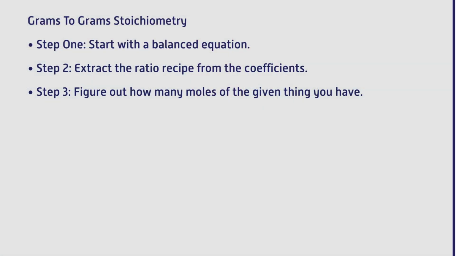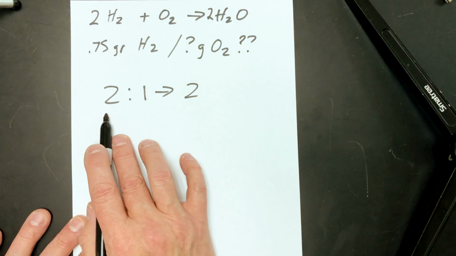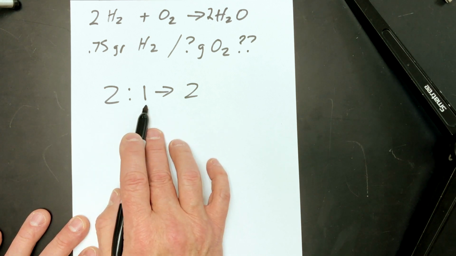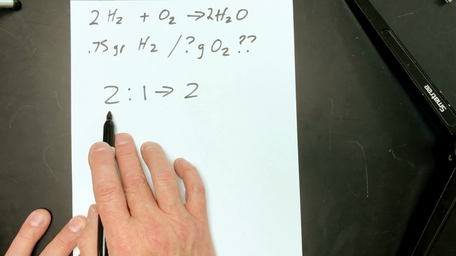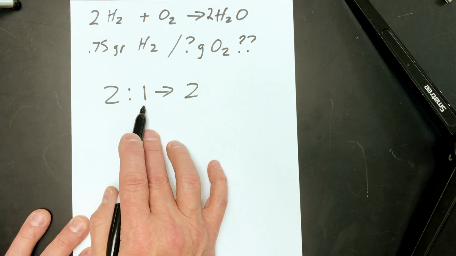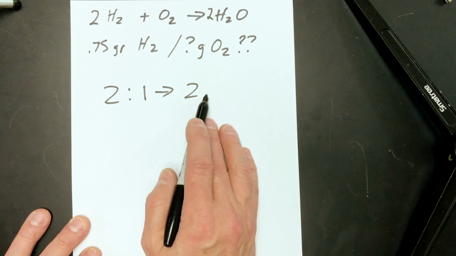Step 3 is to figure out how many moles of hydrogen we have. How many moles of hydrogen do we have? So we have 0.75 grams of hydrogen. Now this recipe is the ratio of whatever: 2 atoms, 1 atom, 2 molecules, 1 molecule, 2 bazillion molecules, 1 bazillion molecule, 2 dozen molecules, 1 dozen molecules. That's how it works with moles: 2 moles, 1 mole, or whatever ratio of moles we have.